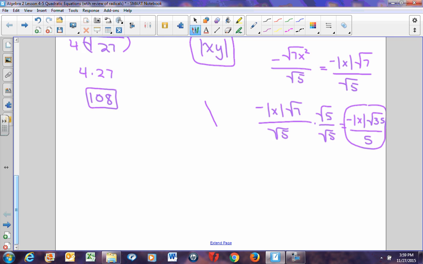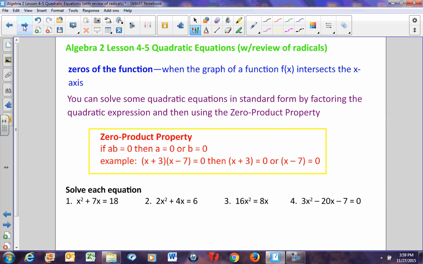So that's just reviewing radicals, and the reason I did that is because when we get to quadratic equations, we have to be able to deal with radical numbers. We have to be able to deal with square roots. One of the main reasons we work with quadratic equations is because we want to find the zeros of a function. The zeros of the function is when the graph of a function f of x intersects the x-axis.